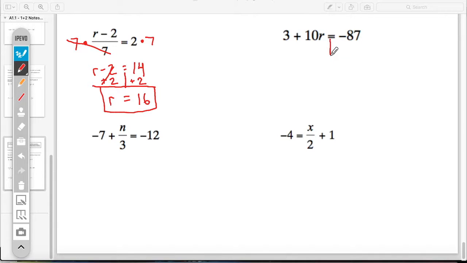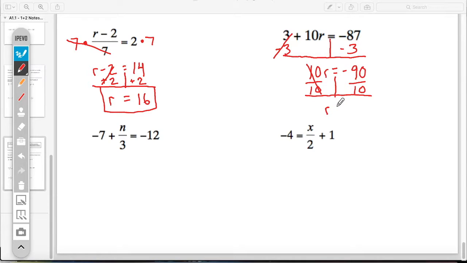Okay. So let's go over to this one. I need to get that 10r by itself, of course. So this 3 is being added, so I'm going to subtract 3 from both sides. So 3 minus 3, that cancels. I have a 10r equals negative 87 minus 3 is negative 90. So one more t, divide by 10, since that's being multiplied to my r. Divide by 10, 10 divided by 10 cancels. So I'm left with r equals negative 90 divided by 10, which is negative 9.